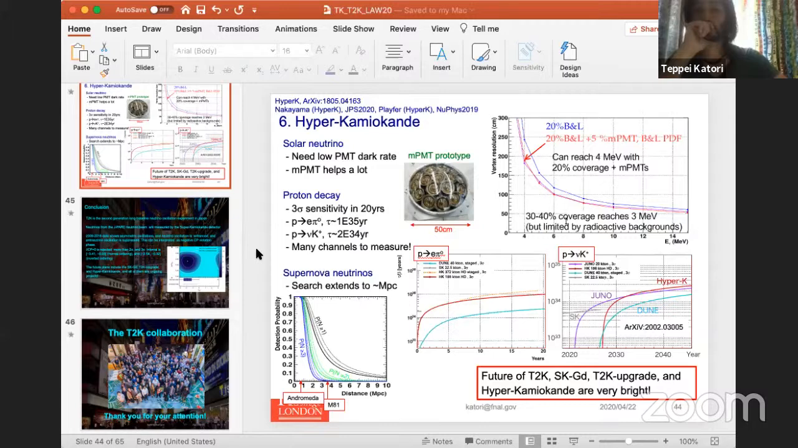Let's go on to more questions. William Thompson is thanking you for the talk and is asking, how is a PID discriminator in Super-K defined?